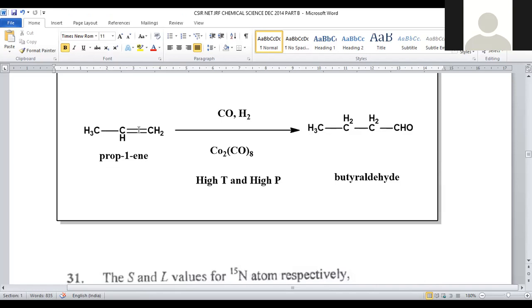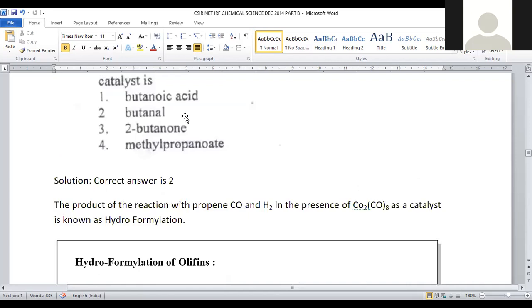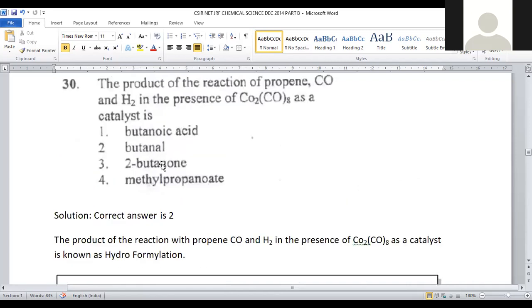When we take propene, being a pi bond containing molecule with three carbons, it will be added with carbon monoxide and hydrogen in the presence of a cobalt complex. And we have to employ high temperature and pressure conditions both. Extremely high temperature and pressure will be employed in order to perform this hydroformylation reaction. This converts it into an aldehyde functional group, and an extension of the carbon chain is possible, and you can find four carbon atoms in the final product. This is known as butyraldehyde. The final product will be butyraldehyde, and the IUPAC name will be butanal. That is given in option number 2. For question number 30, option number 2 will be the right answer.